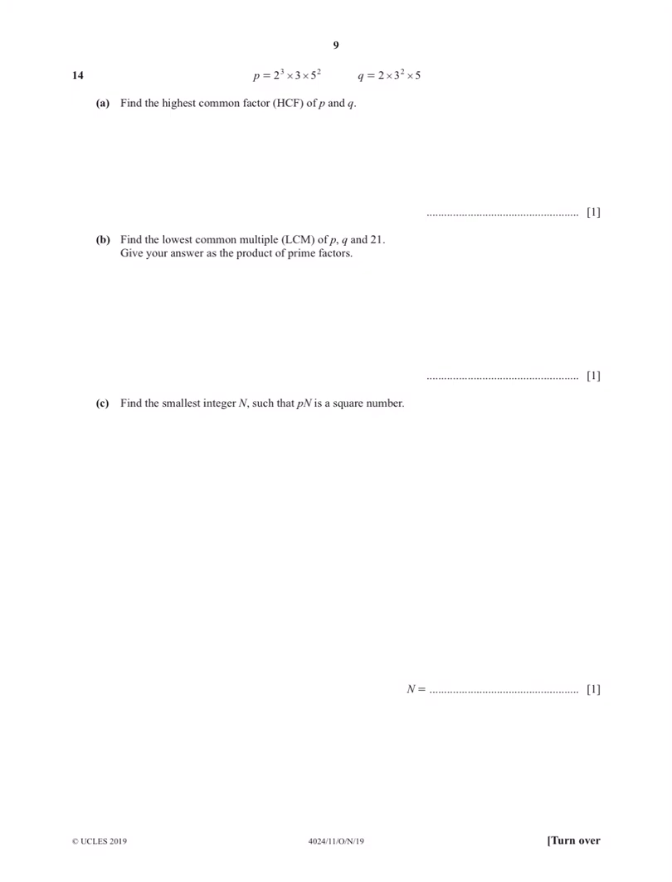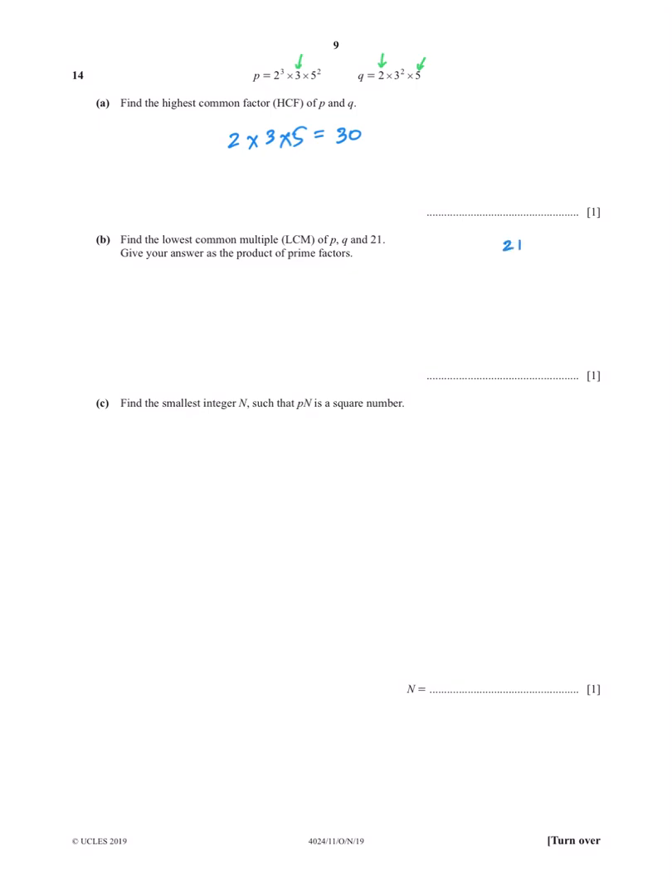Question number 14, it says find the highest common factor of P and Q. For highest common factor, you need to pick the lowest power. Here we have the lowest power of 2, here we have the lowest power of 3, and here we have the lowest power of 5. So the lowest powers are 2 into 3 into 5, and that is 2 3s are 6, 5s are 30. That is your answer.